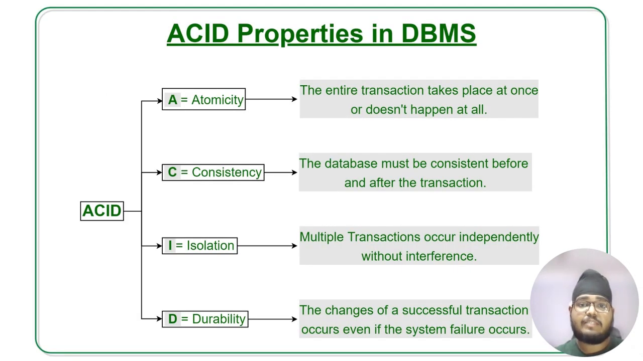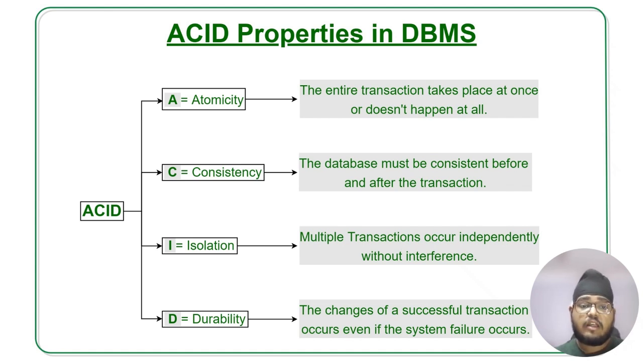So these are the ACID properties of the database management system. The first one is atomicity. Atomicity means the entire transaction takes place at once or doesn't happen at all. So if we don't have a duplicate user, the transaction only happens to one user and doesn't affect the other users. Then the second property of the database is consistency. The database must be consistent before and after the transaction.